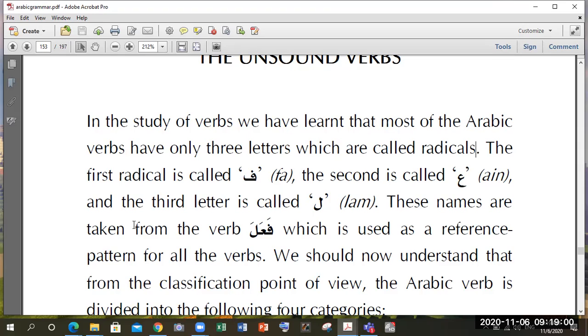The first radical is called Fa. As I gave you the example, because we take the sample as Fa'ala, right? So Fa is the first radical, Ain is the second radical and Lam is the third radical. These names are taken from the word fa'ala. Already I have told you, which is used as a reference pattern, isn't it? We know it already, right?